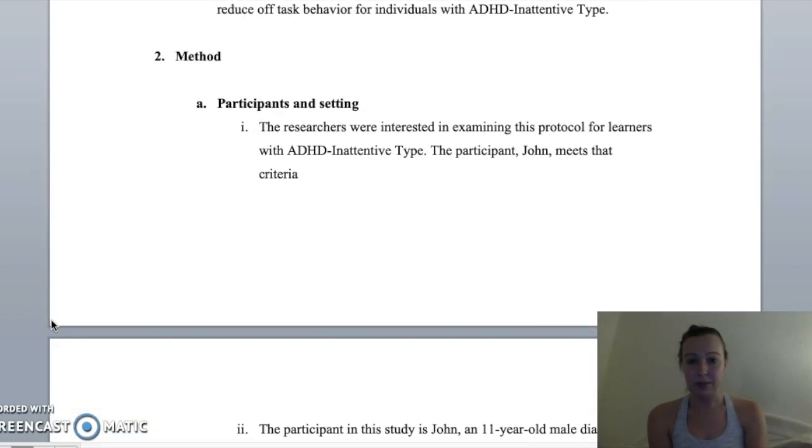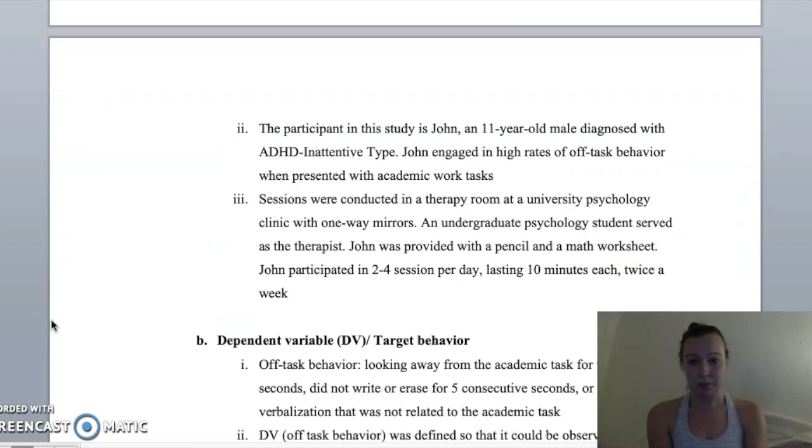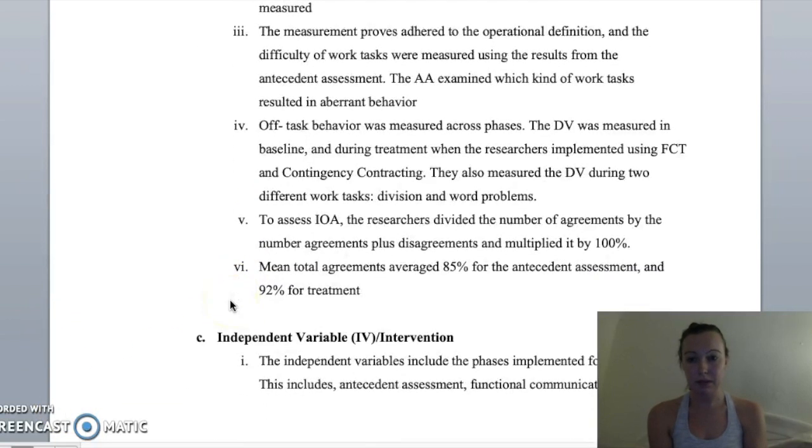This was a single subject design, and the single subject's name was John. He had ADHD, attentive type. The dependent variable was off-task behavior, which was defined as looking away from the academic task for 3 or more seconds, not writing or erasing for 5 consecutive seconds, or emitting a verbalization that was not related to the academic task. To assess IOA, the researchers divided the number of agreements by the number of agreements plus disagreements and multiplied it by 100%.